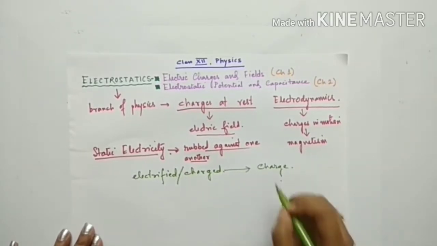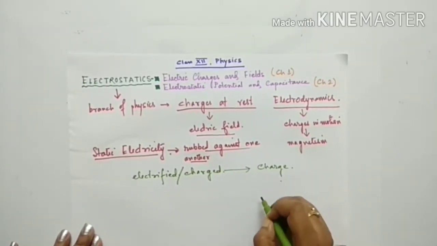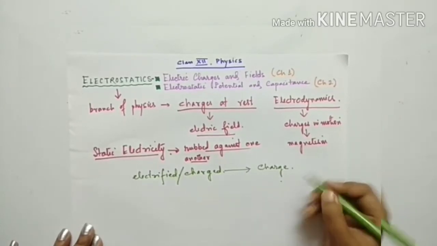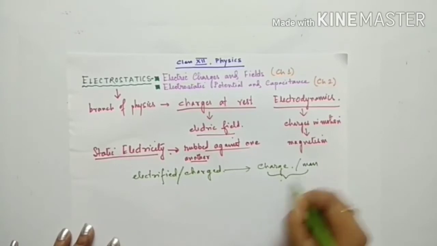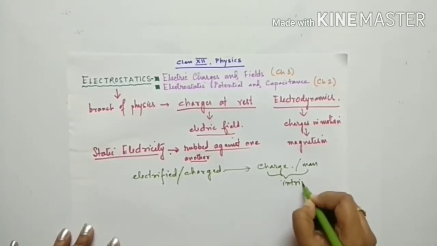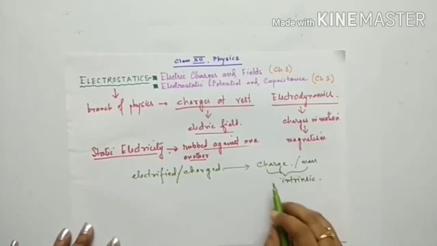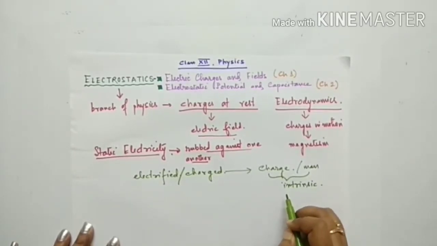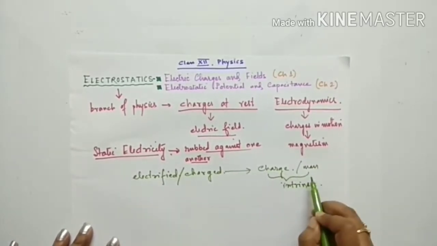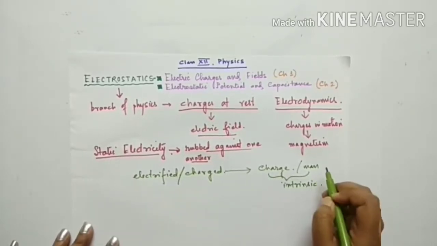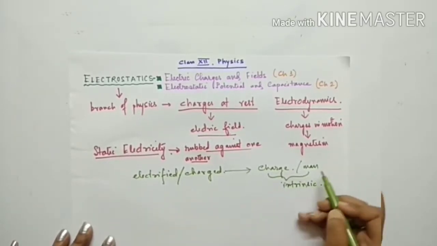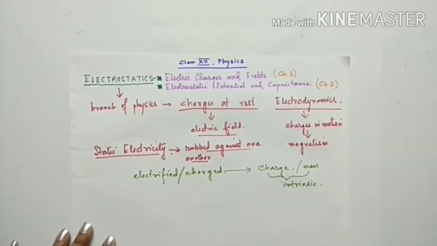Like mass is also an intrinsic property of a substance. Charge and mass both are intrinsic. It does not depend on the quantity of matter present. Now, unlike weight, what is weight? Weight is an extrinsic property because it depends on the strength of the gravitational field. So this is the difference between mass and weight, and charge and mass are the same.